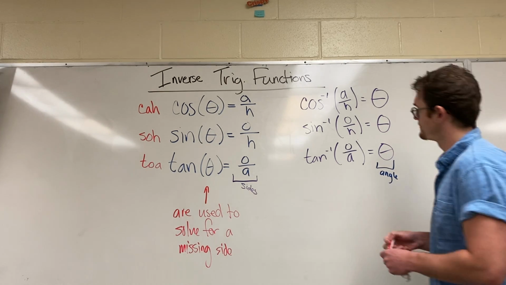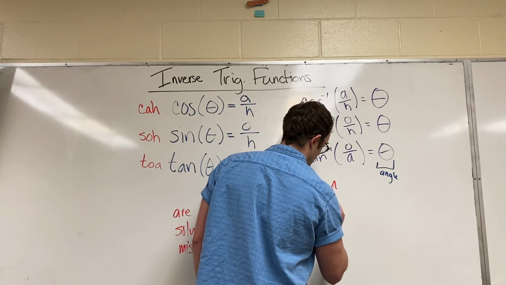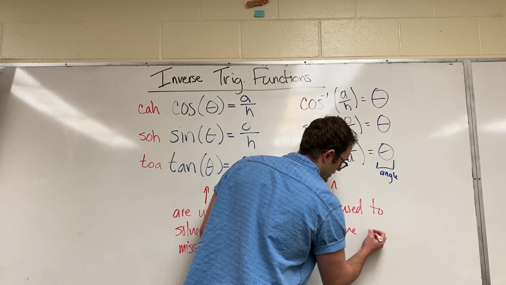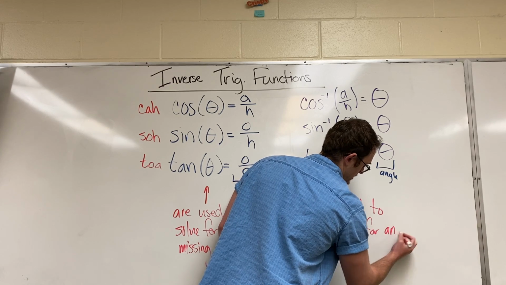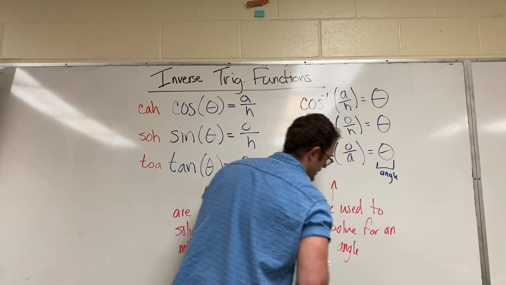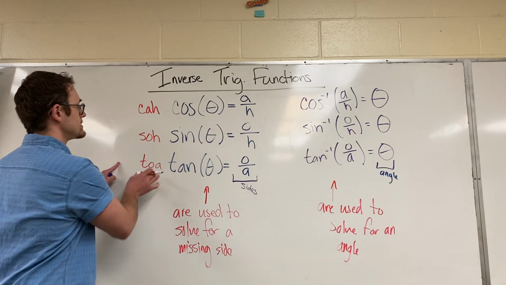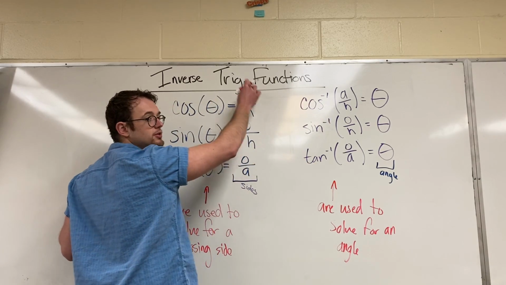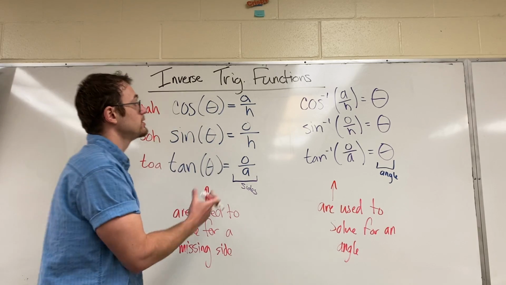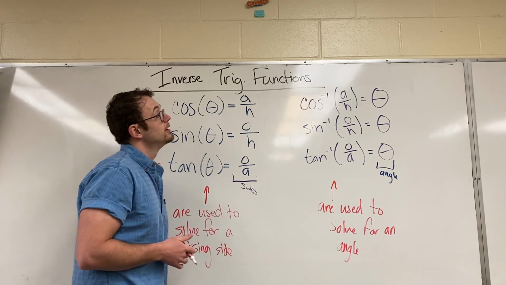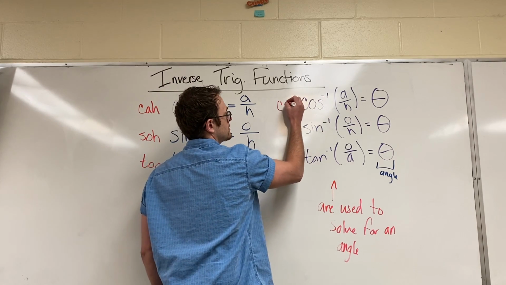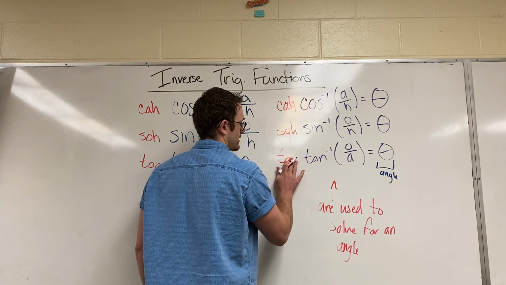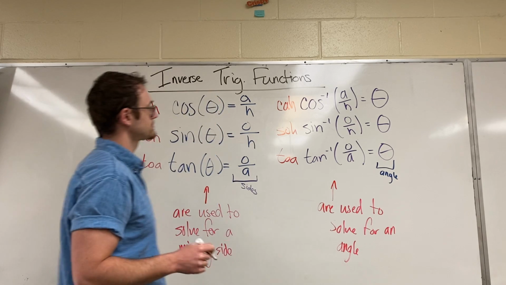So inverse trig functions are used to solve for an angle. All right, and it's the same stuff. This still applies, right? So when I switch from cosine to cosine inverse, I'm still using CAH. I'm still using A over H. It's really important. I'm still using A over H. This is still CAH. This is still SOH, and this is still TOA. All right.